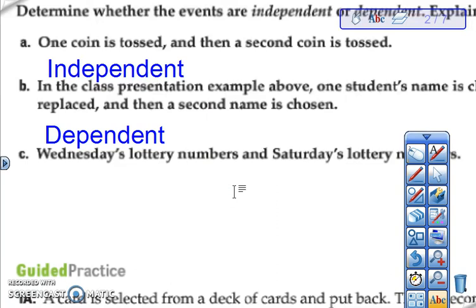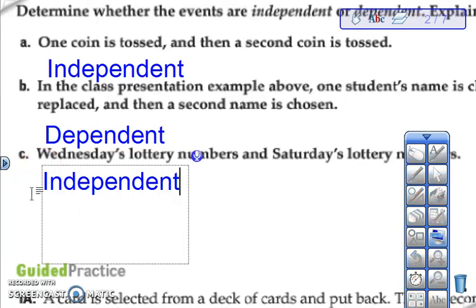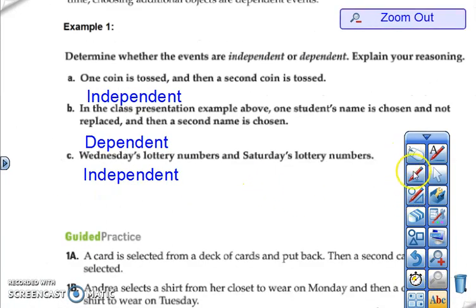And finally, lottery numbers. Wednesday's lottery numbers and Saturday's lottery numbers. Since we are not pulling from the same draw, they should not have any effect on one another. So the lottery numbers that get pulled on Wednesday are independent of the ones that get pulled on Saturday. So as you can see, a lot of these end up being just sort of reasoning through the situation. Independent events have no effect on each other, and dependent events do.